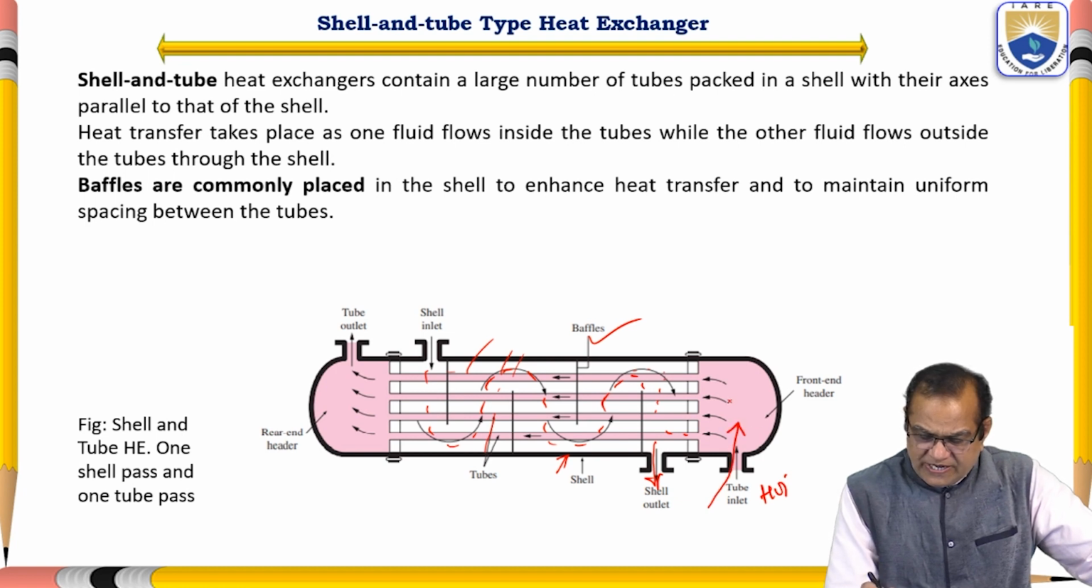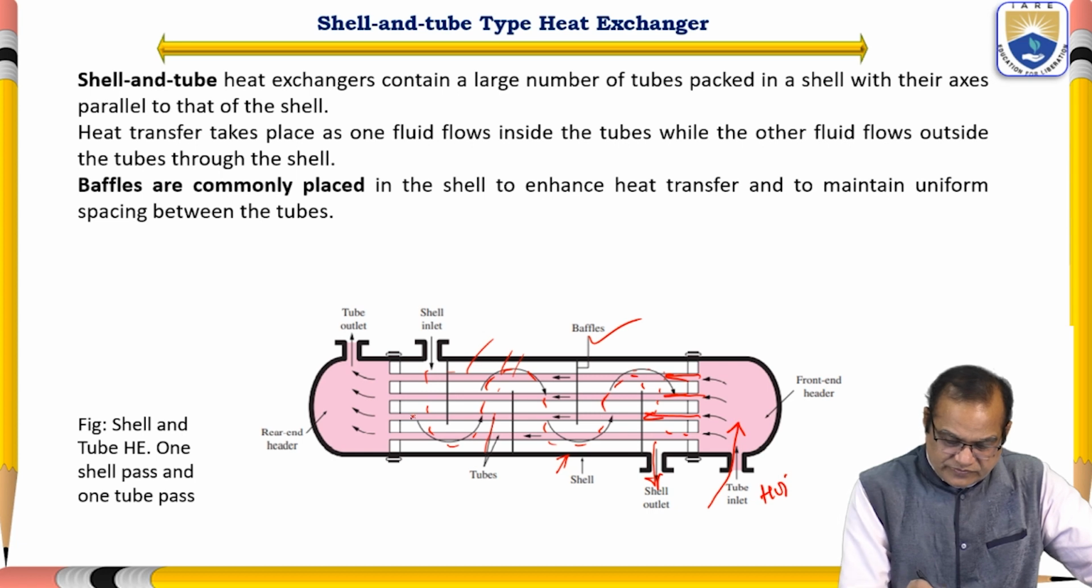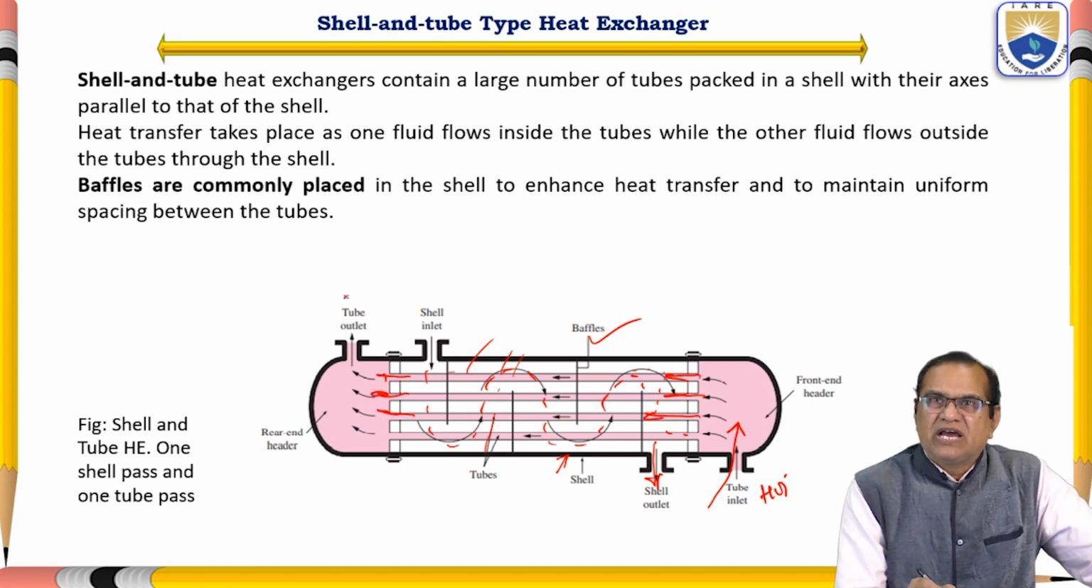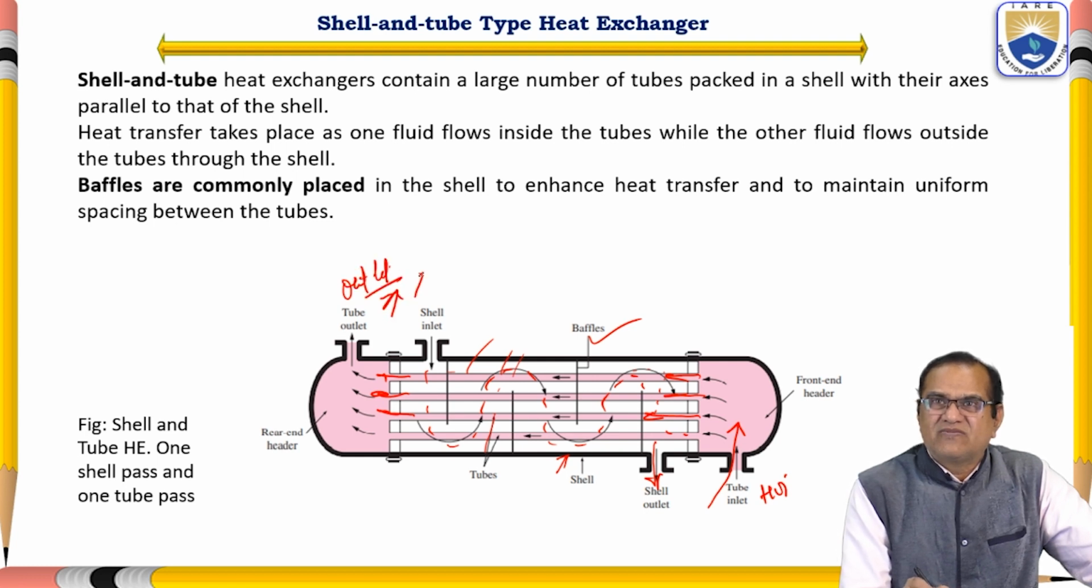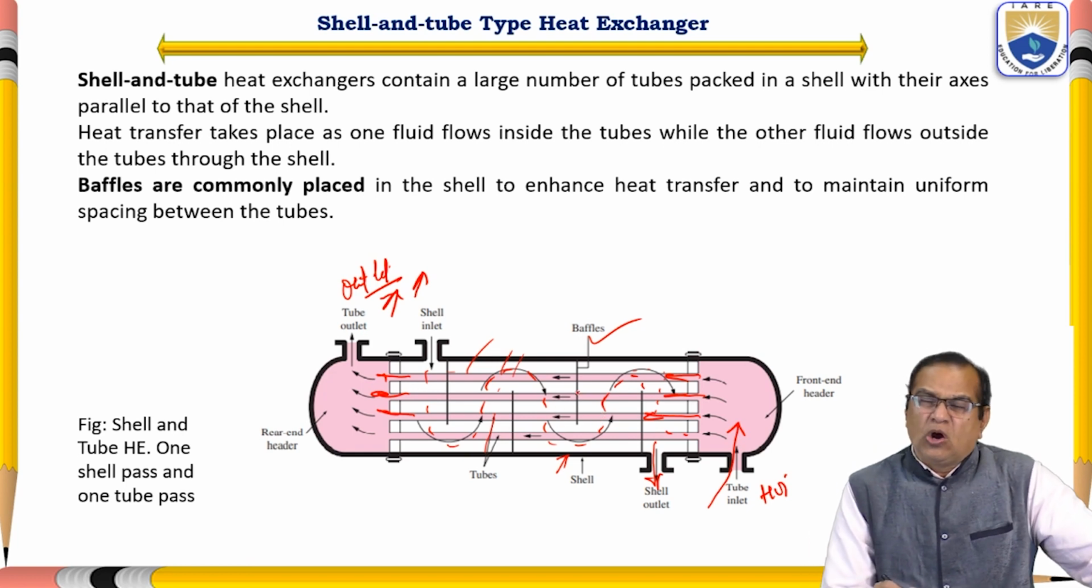In the same way, the hot fluid will enter from here and go through each tube like this. It will go out from here, and the outlet is on this side. So a very nice mixing of hot and cold fluids takes place, and it is very efficient.